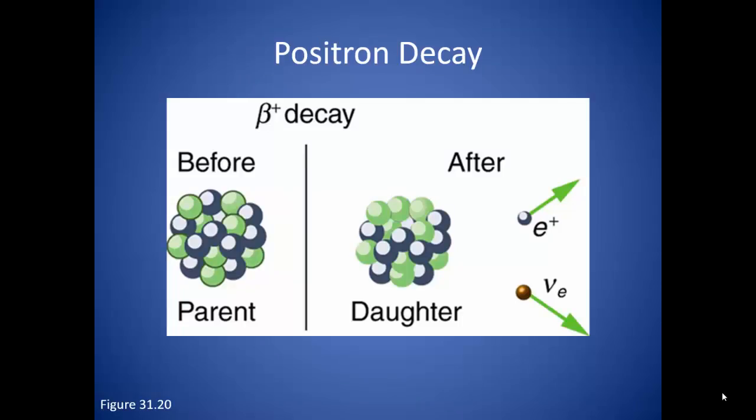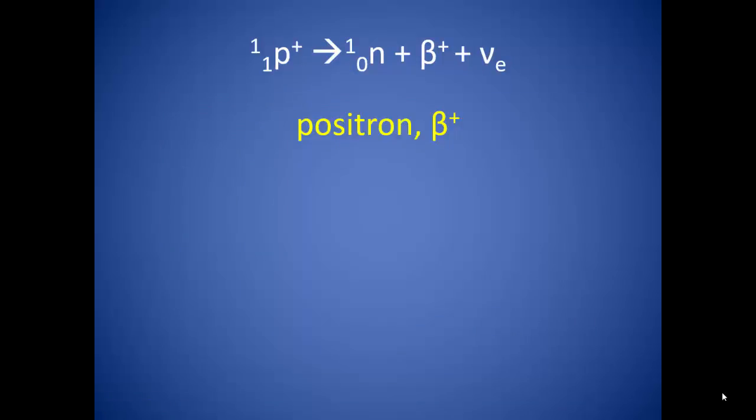The second type of beta decay is called positron decay. This is not as common, but occurs when there are too many protons and not enough neutrons in the nucleus of an atom. A positron is essentially the opposite of an electron. The mass, size, everything about a positron is the same as an electron, except that it has a positive charge instead of a negative charge.